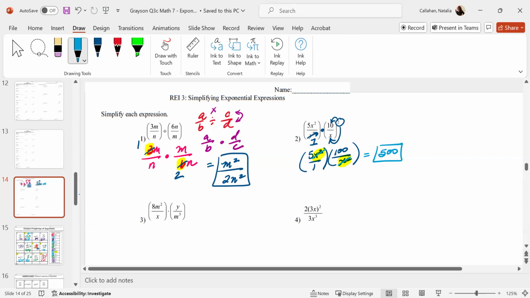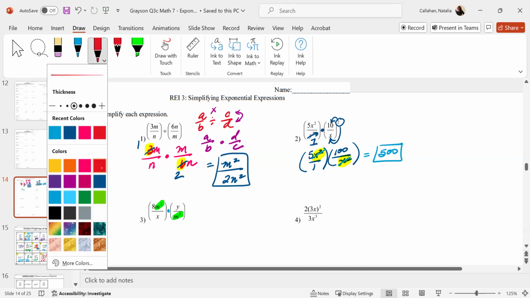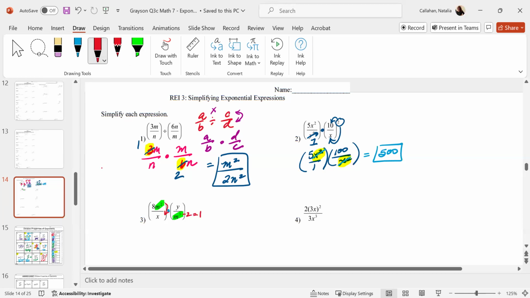Okay. Number 3. Ready? This is the multiplication. There's nothing else that I can simplify. There's no exponents on the outside or anything. So then look at this part right here. Which one's a smaller exponent? So when I subtract that, it's going to give me a 1, right? And my answer is 8y over x. M goes in the front because it's in alphabetical order. You see that?